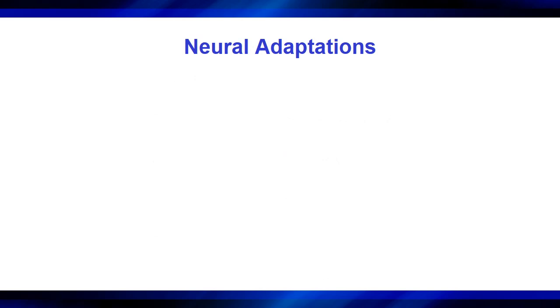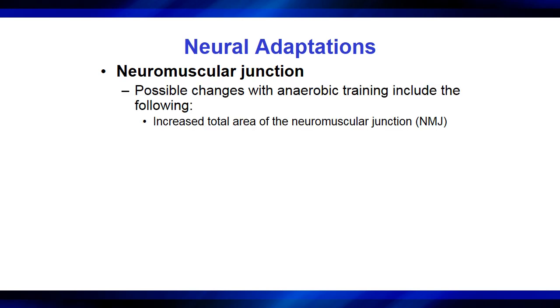Okay, so looking at some more neural adaptations. Again, we're looking at neural adaptations throughout the nervous system. So now we're looking at it at the neuromuscular junction. If you go back to looking at that picture, the neuromuscular junction is where the nerve and the skeletal muscle fibers kind of come together. And this is another potential source for neural adaptation as someone does anaerobic training. Now, it's a difficult structure to look at, but they have found through some animal studies that there have been changes. Some of the possible changes include increasing the total area of the neuromuscular junction. So the overall area of the neuromuscular junction increased.